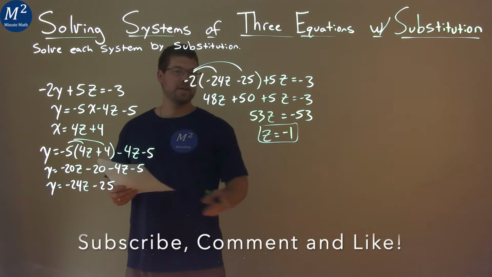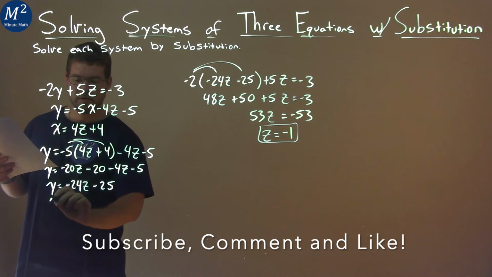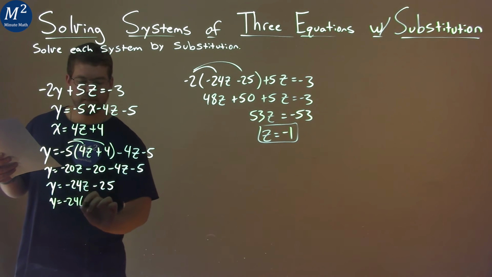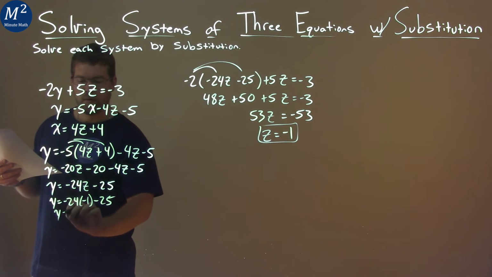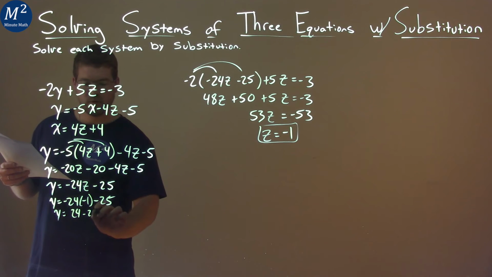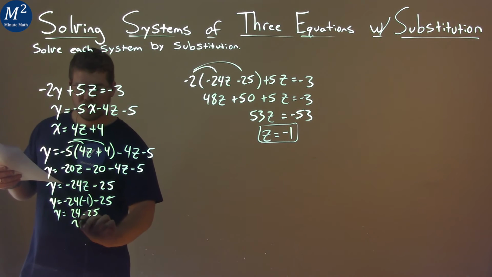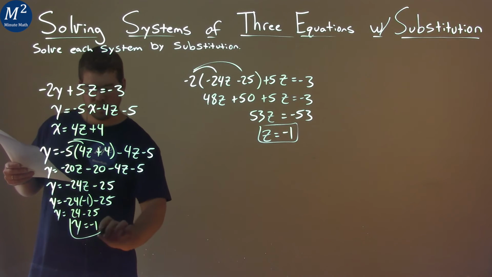So then from there, I'm going to take that negative 1, put it in for z, and we can get y by itself. So y equals negative 24, put a negative 1 in for z, minus 25. Well, y equals negative 24 times negative 1, which is a positive 24, minus 25, and 24 minus 25, again, is negative 1. Two negative 1s here.